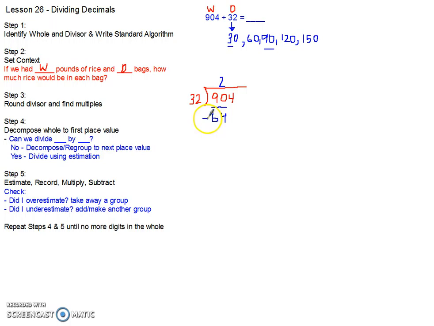Now I do my first check. Can I do 90 minus 64? And the answer is yes. So I did not overestimate. Now I can do my subtraction.